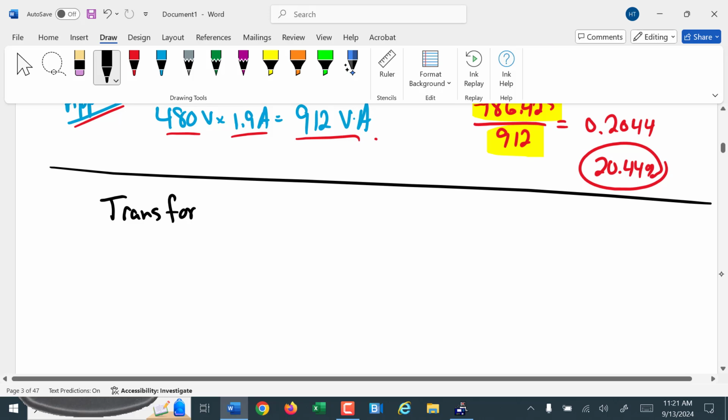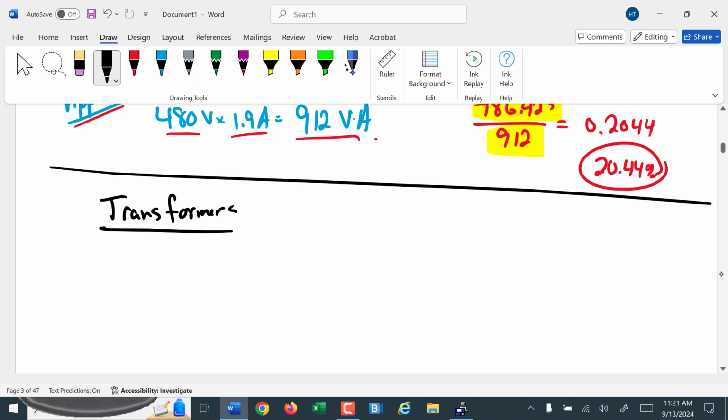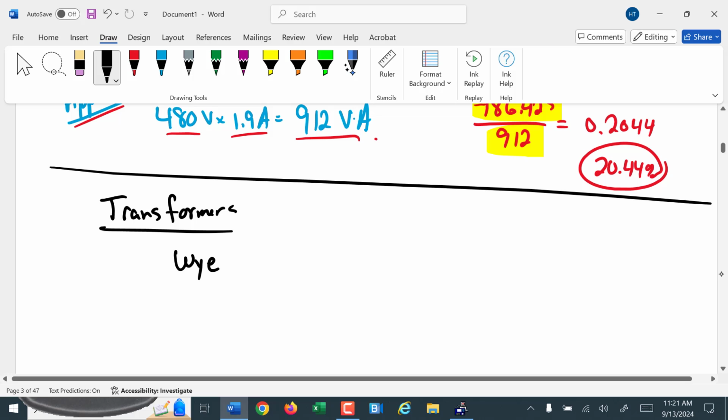So transformers are basically a pair of inductors. They work off of mutual inductance. We'll get to the actual transformer ratios more in 2 weeks when we meet again. For right now, I want to talk about configuration. There's two types of configuration. There's a Y configuration and there's a delta configuration for transformers.